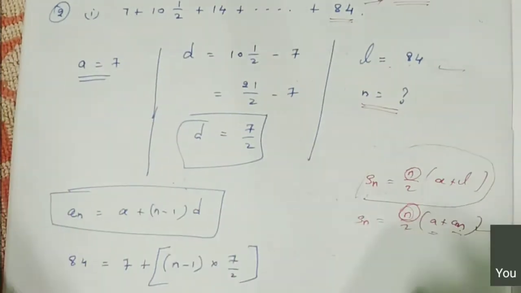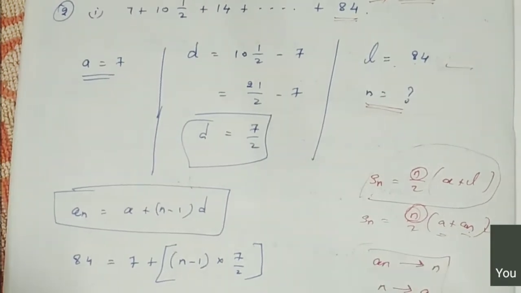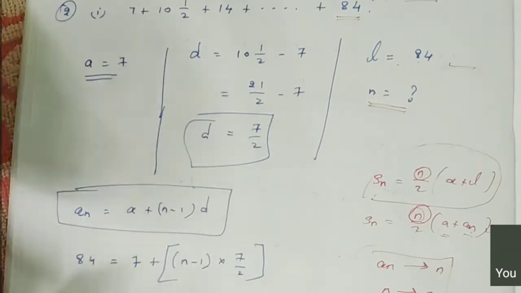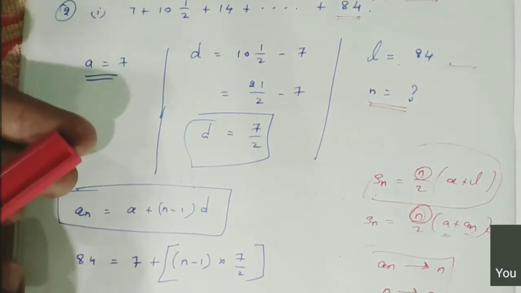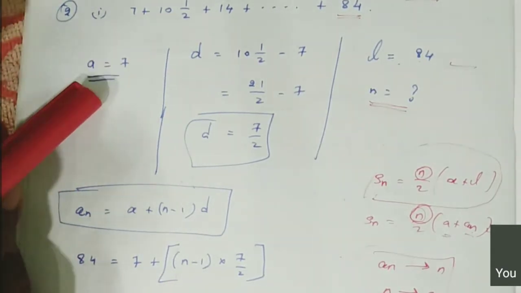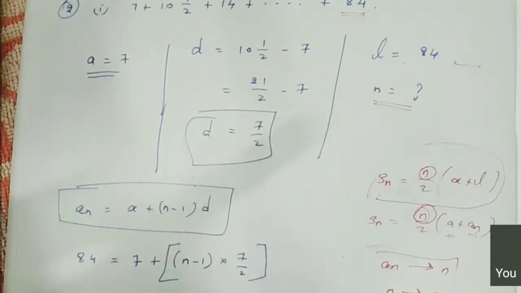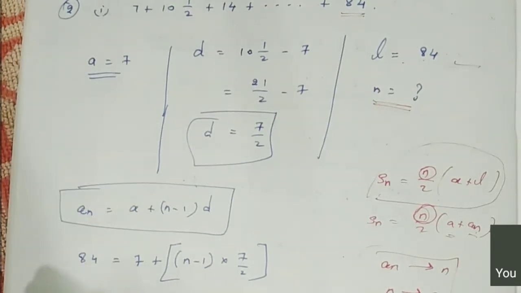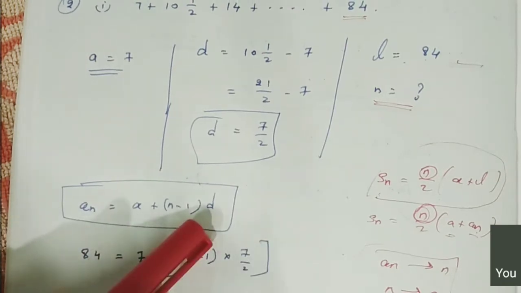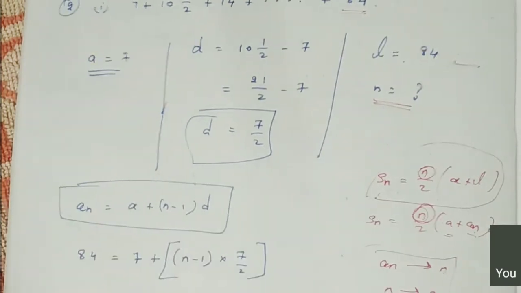Is it possible or not? Will you be able to find this or not? Here they have given the a value, d value, and an value. Will you be able to find the n value or not? By using the nth term formula. Nth term formula: an is equal to a plus n minus 1 into d. So in this formula, you should substitute the an value, d value, and a value. You will get the remaining n value, right? Now you can find it.